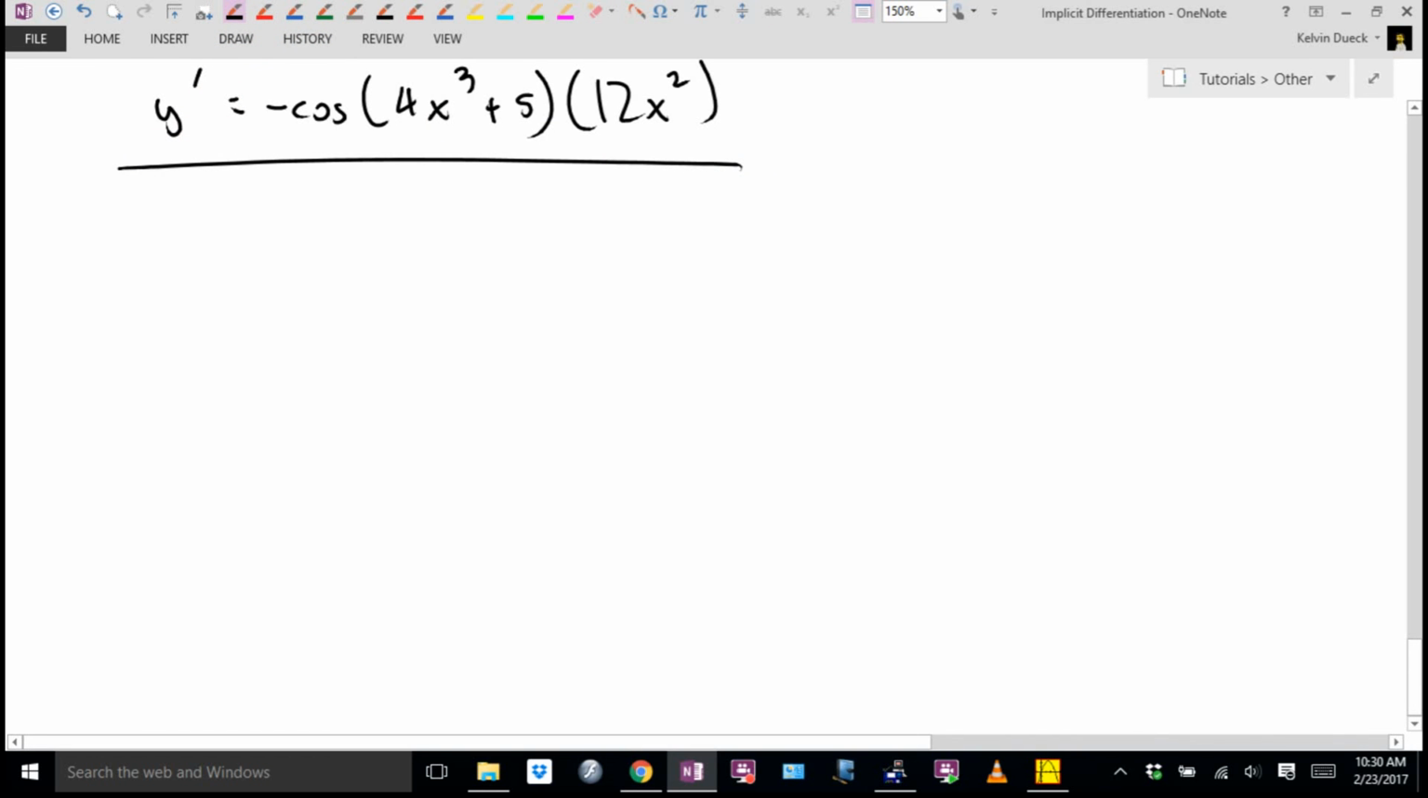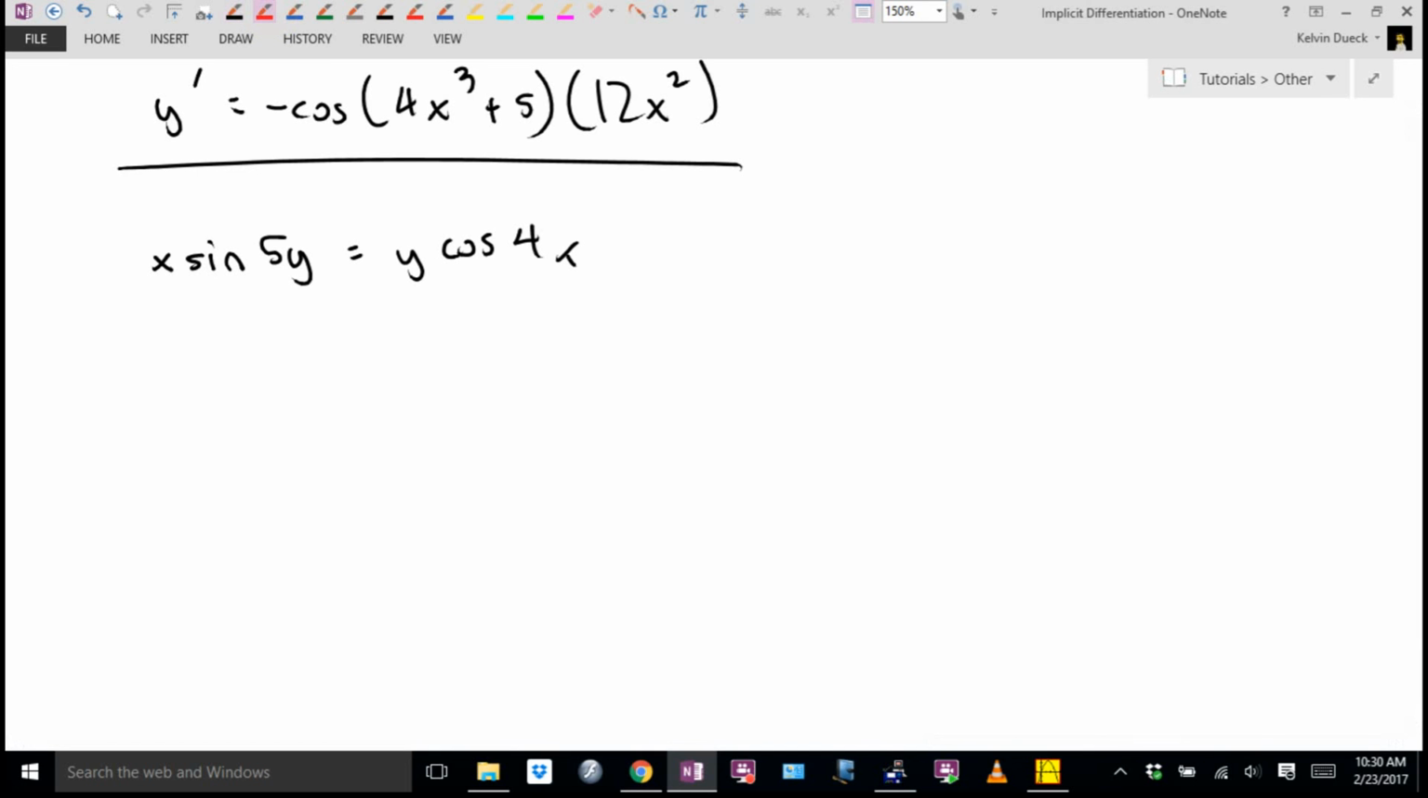X cos 3y. I'm going to change it just slightly. X sine 5y. See, this is how I clone questions. Equals y cos 4x. So here's a clone of the question. You can still do the homework.